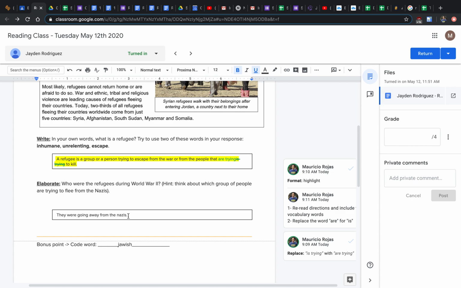So I'm thinking a few things about this answer. First, is this correct? They were going away from the Nazis? Yes, that's true. The Jewish people were seeking to escape from the Nazis. But does this answer my question? Clap, clap, show.